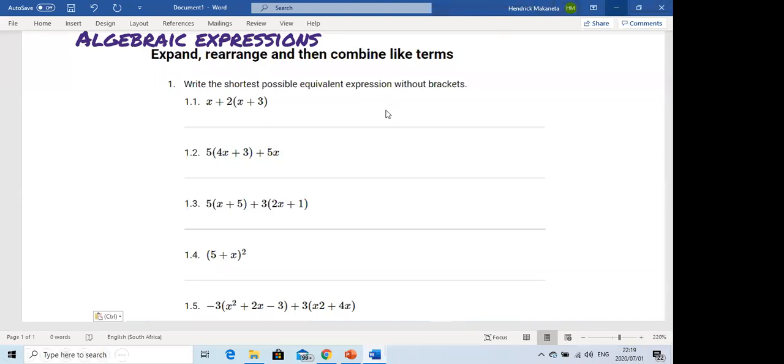All right, I see Natalie says it is already simplified. I don't agree with you, Natalie. I see you say 1.1 is already simplified. It is not simplified. Remember, when you have a bracket, you need to break that bracket first, and thereafter collect the like terms. After that process, then you can now simplify your expression. So it is not in simplified version. I know it looks like a simplified expression, but it's not.